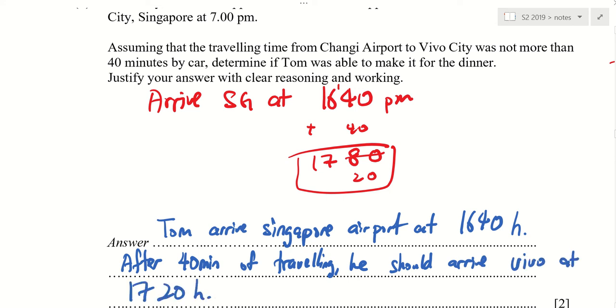17:20 hours. But this is the ideal situation. Usually in real life, after I touch down, I have to wait for the luggage to come out, right? Then I have to clear the custom as well. So 17:20 to 7 o'clock, this is 5 o'clock, this is 7 p.m. So there's ample time for him to manage. Do you understand? Okay.